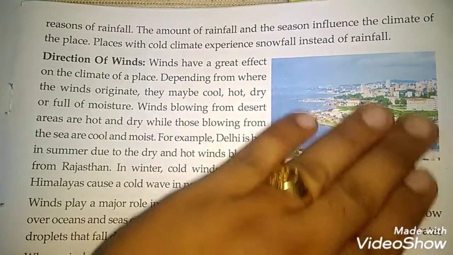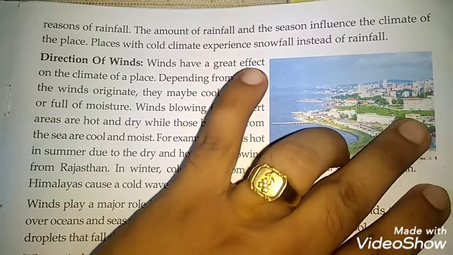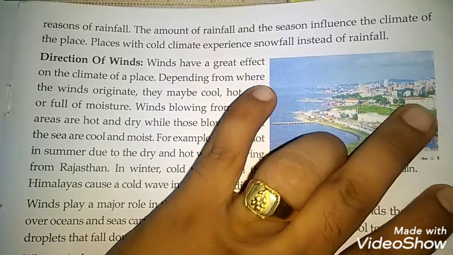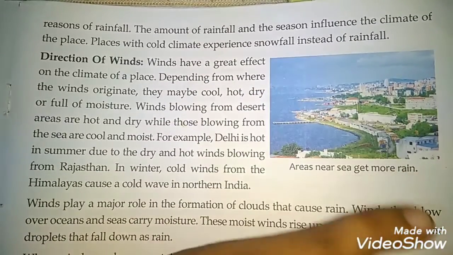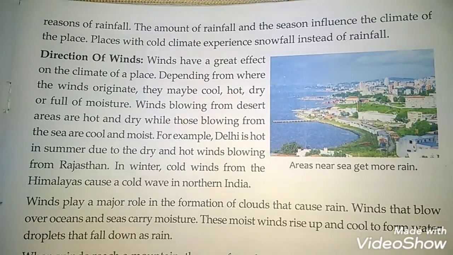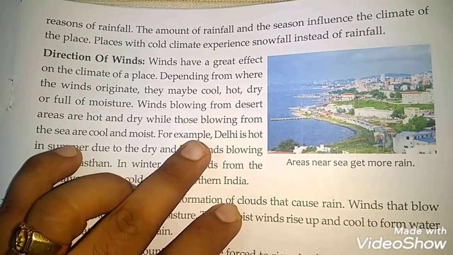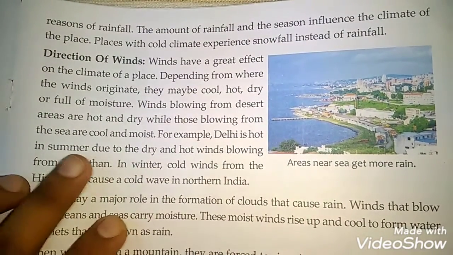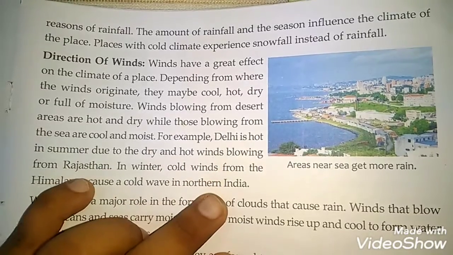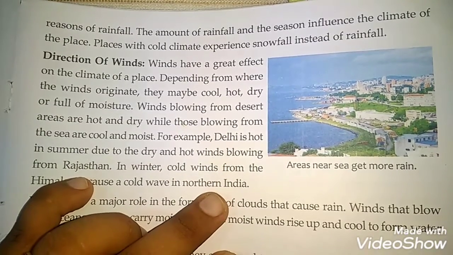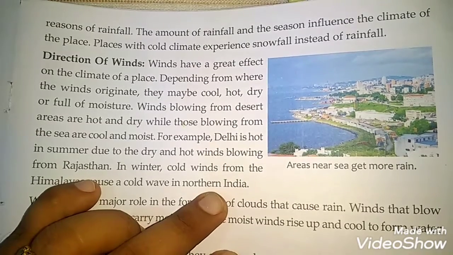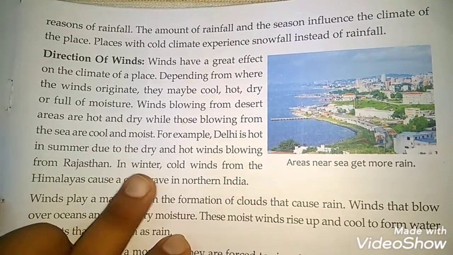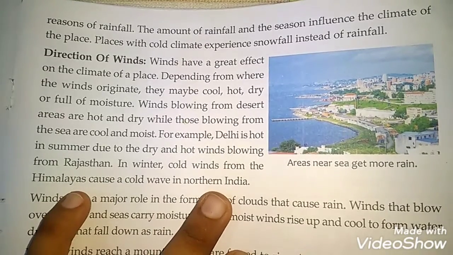While suppose there is a desert here, if the winds blow here, they are already hot, they are already receiving the heat from the sun, so whenever the wind blows, it is hot and dry. See, an example is also written: Delhi is hot in summer due to dry and hot winds blowing from Rajasthan. Rajasthan is located nearer to Delhi in the western part of Delhi. So in winters, cold winds from the Himalayas cause a cold wave in northern India.